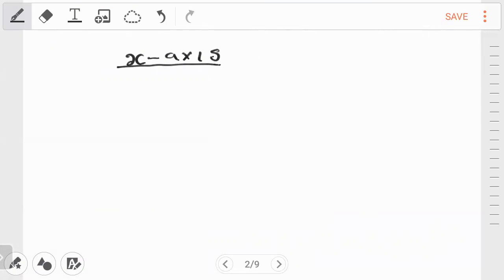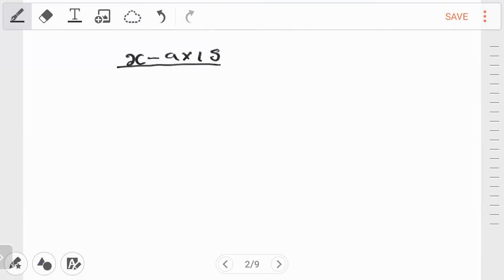Provided the question says there's no air resistance. Mostly they will say that, but even if they don't say it, it is implied that there's no air resistance in this case. If air resistance is there, the problem becomes a little bit more complicated. So for younger levels, we usually take it that there is no air resistance.